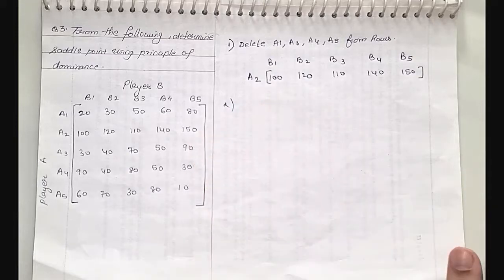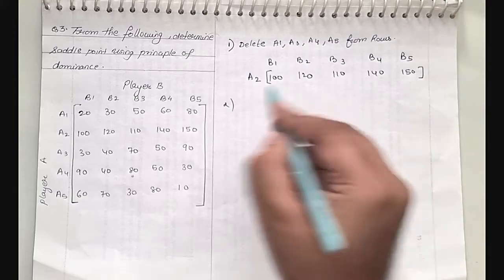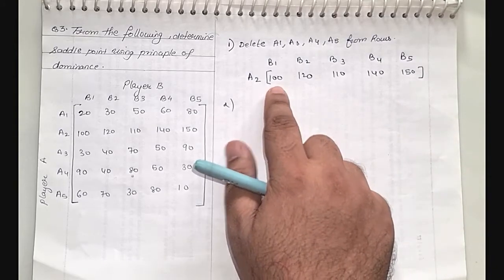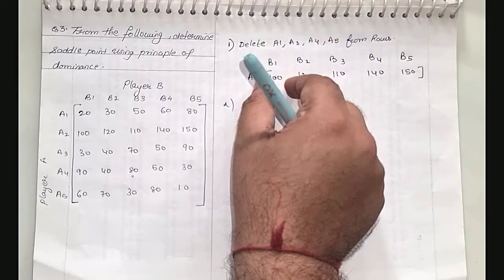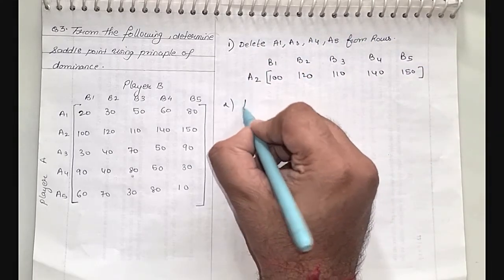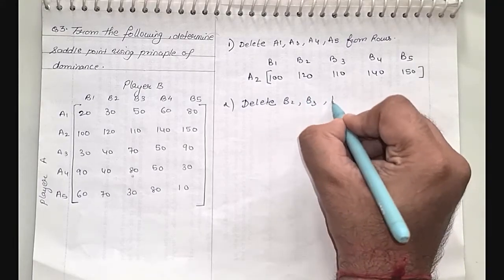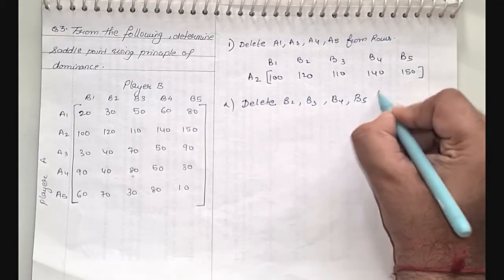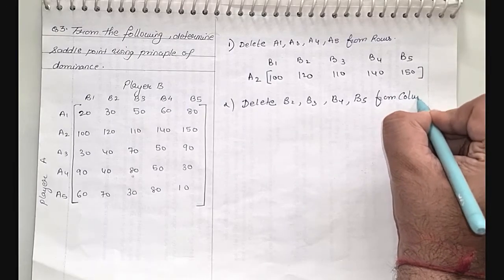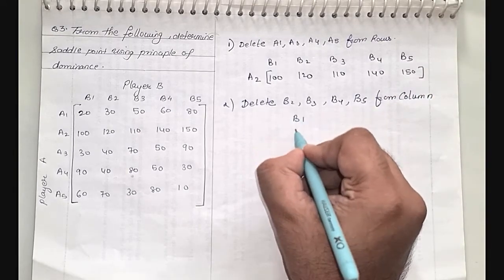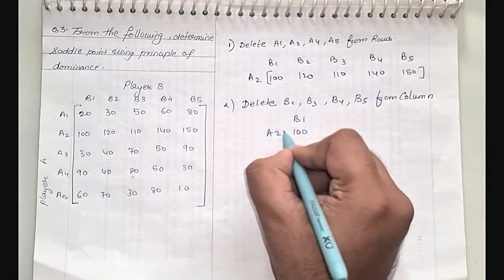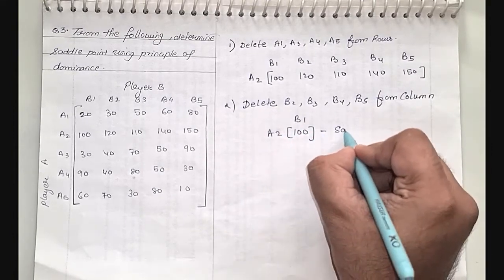Okay, first we have eliminated the rows which are the smaller values. Now from the column, the rule is whichever column is greater than the other column, we'll have to remove it out. So from here, if you look carefully, 100 is the smallest, and the rest of the values are greater than 100. So we'll have to remove all these columns out. So I'll write here, deleting B2, B3, B4 and B5 from column. So if those are out, what remains is B1 and A2. That's it. That is the only value remaining. So this is my saddle point.